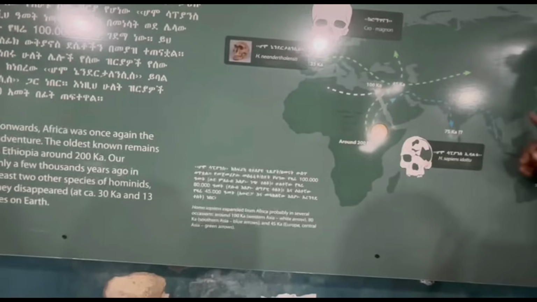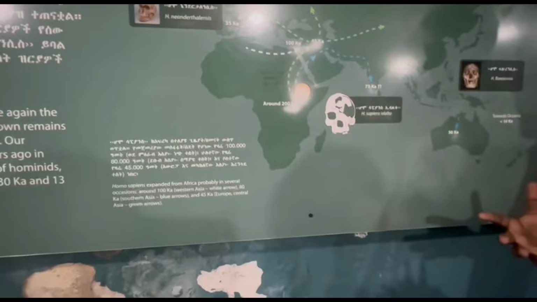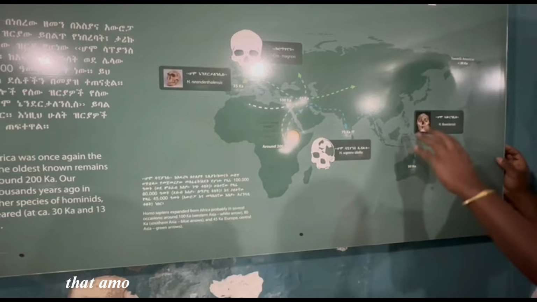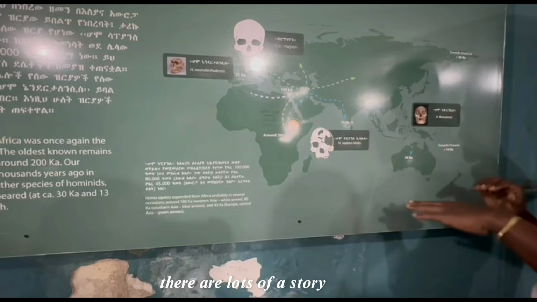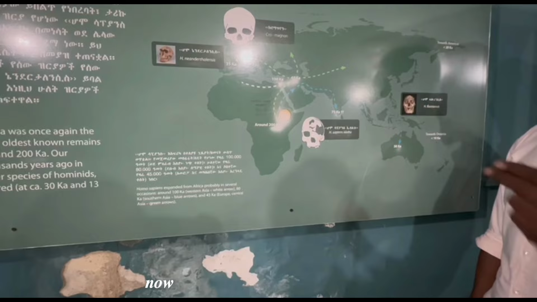How about this continent? It was inhabited by the Aborigines. You know Aborigines? The tribe of Aborigines. You can look it up and Google it. The first inhabitants of this continent were blacks. They are known as the tribe of Aborigines. Still nowadays there are lots of stories behind the tribe of Aborigines. Actually, they were colonized by the British and vanished.